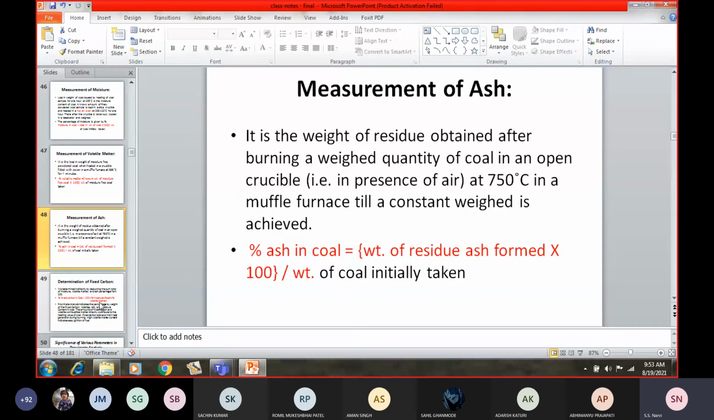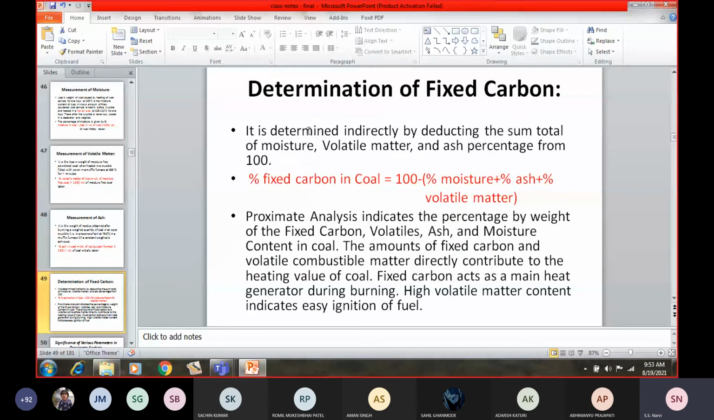So this I have already told you: you know the moisture content, ash content, volatile matter content. You add up all of them, subtract from 100, it will be fixed carbon.